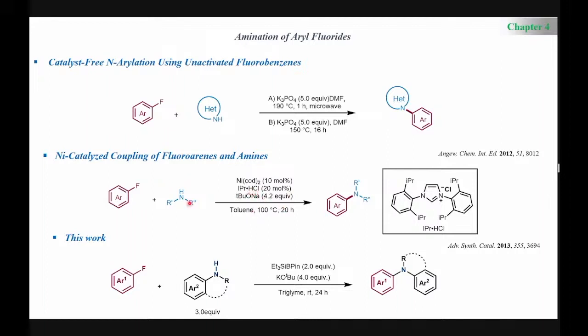And of course, there are several defluoro amination reactions out there. In general, these reactions either need a high reaction temperature or a transition metal, or both. It's not good when it comes to environmental friendliness. Therefore, we developed this catalyst-free defluoro amination at room temperature.